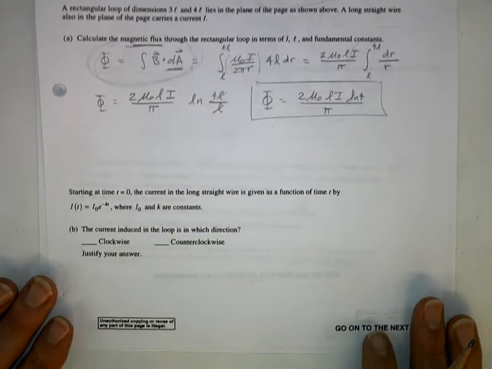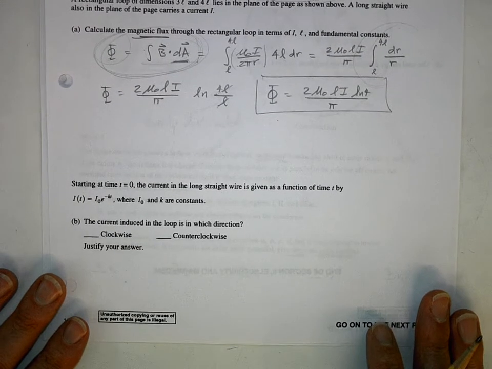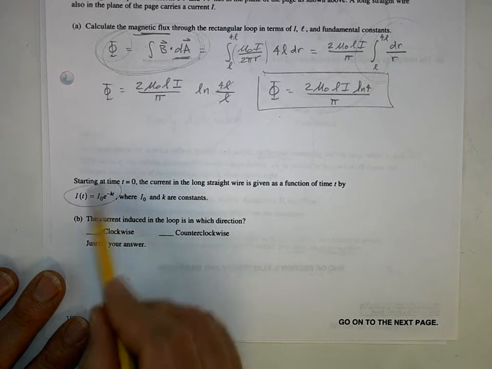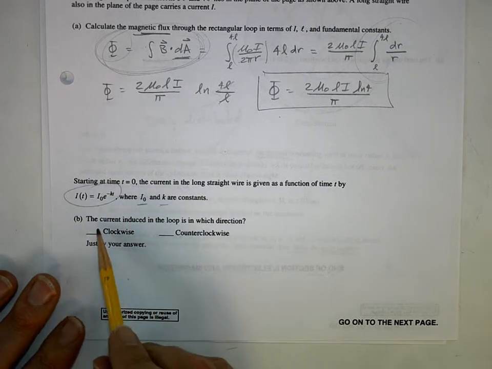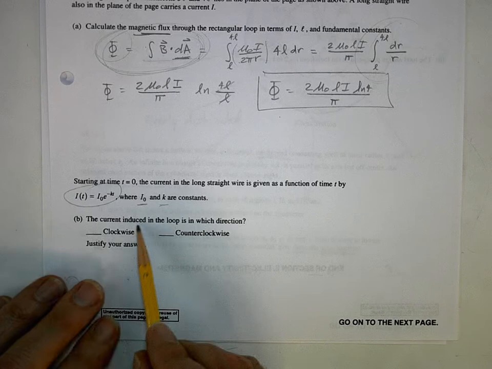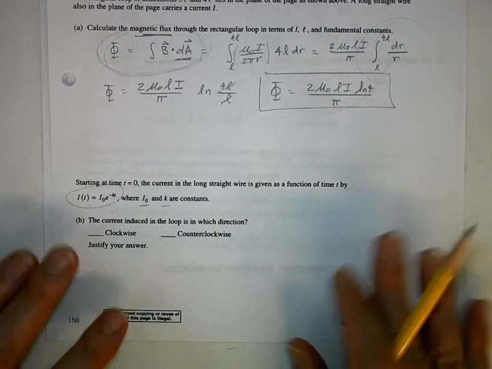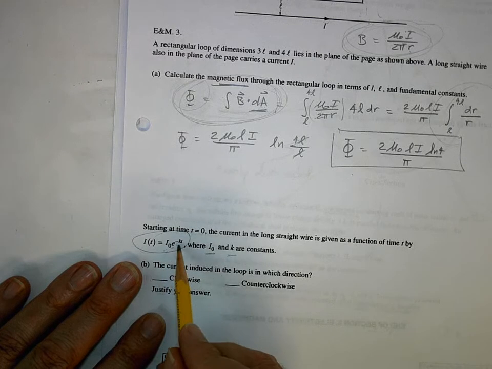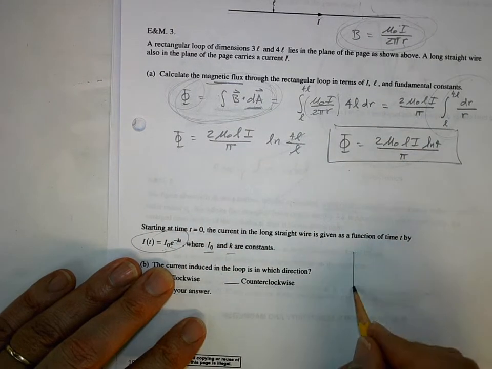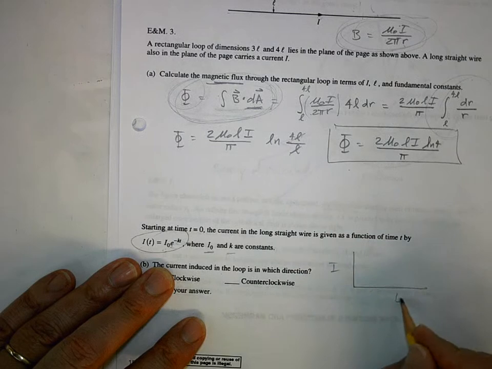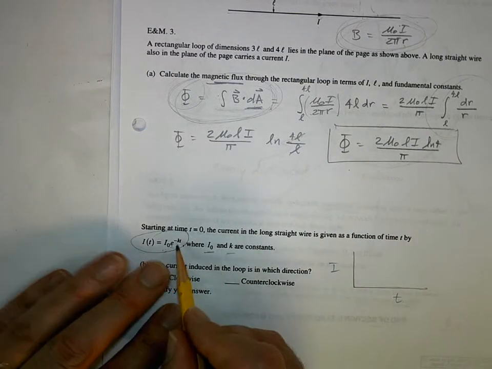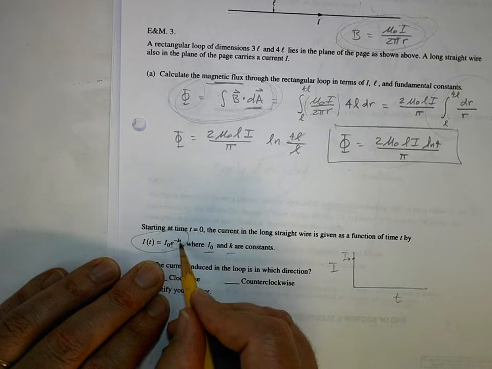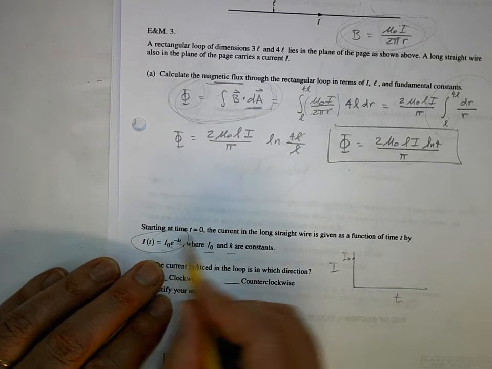Okay, so let's do part B. It says starting at time t equals 0, the current in the long straight wire is given as a function of time like this, where I naught and k are constants. The current induced in the loop is in which direction? Okay, look. This is an exponential function, and because it's negative k, here's what it looks like. If you were to graph current as a function of time, when t equals 0, we're at I naught. And as t goes to infinity, the whole expression goes to 0.